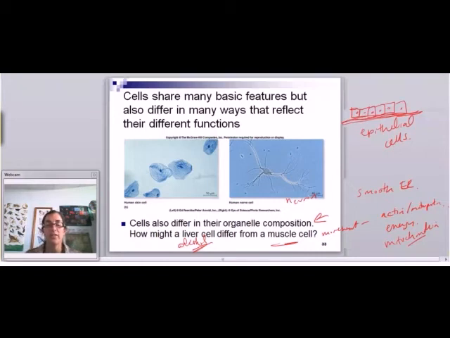Even to the point of not even having DNA in it. Some of you may know that red blood cells, for example, don't have DNA in them. They're so specialized to carry oxygen in our blood that they won't even have a nucleus.